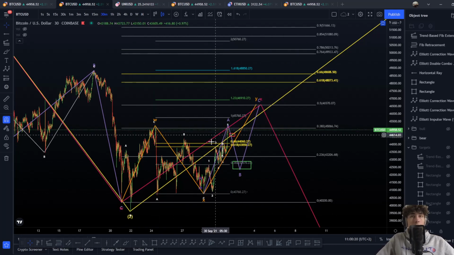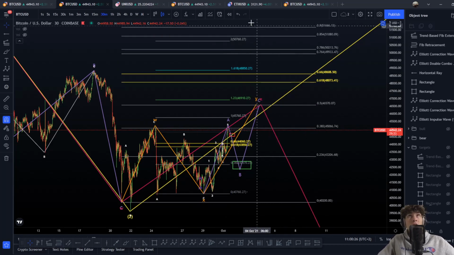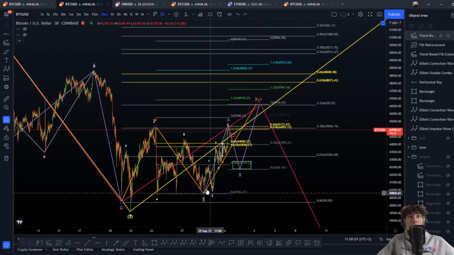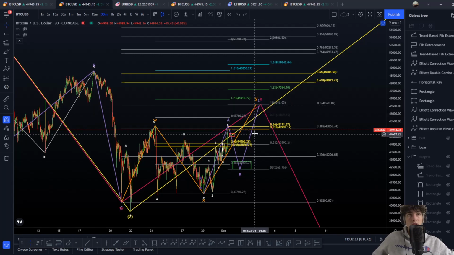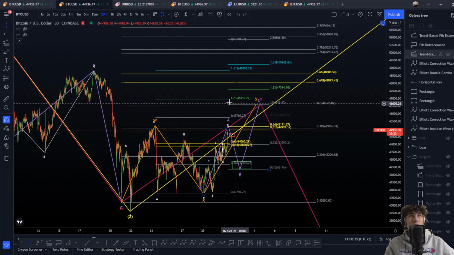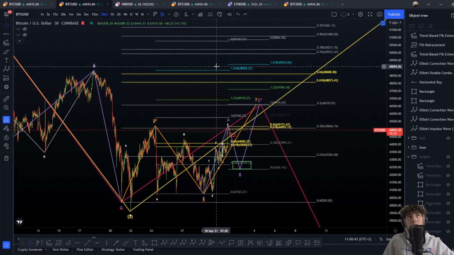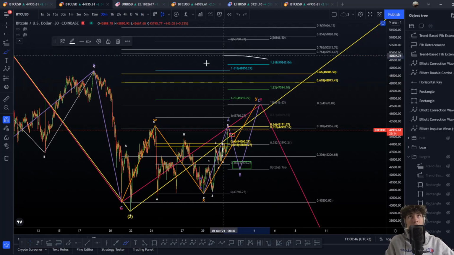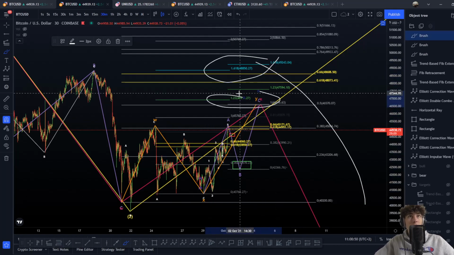The first target of this WXY is the 61 points, then we'll have the 100%, then the 123, and then the 161 point maximum target. Now if we add the ABC inside the Y leg, in this configuration we can see that for example the 100% will match almost with the 123, and the maximum target will match, both around the same price. That's really cool. So we can expect maybe a price around there before it moves to the downside.